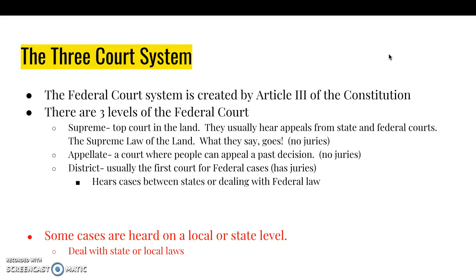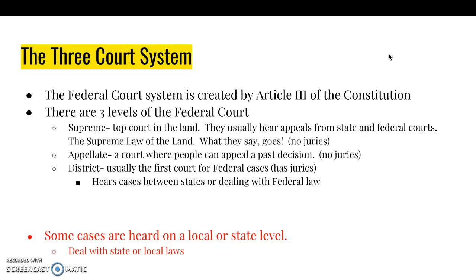The appellate court is below the Supreme Court. This is where people can go and appeal a past decision from a lower court, from a district court, and see whether or not their rights were violated or their ruling was fair. This is always a place where you go after an initial verdict. If you're found guilty of a ruling or you feel your rights have been violated, you go to the appellate court.